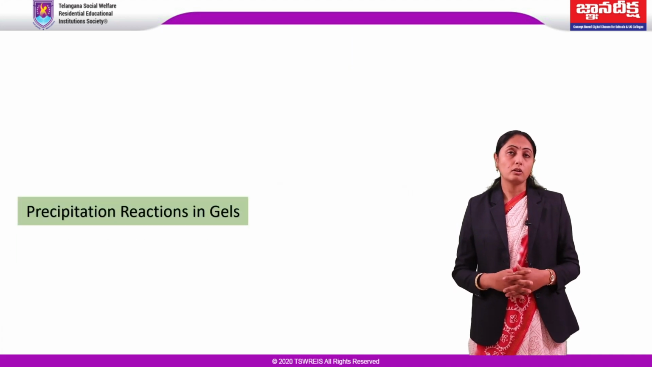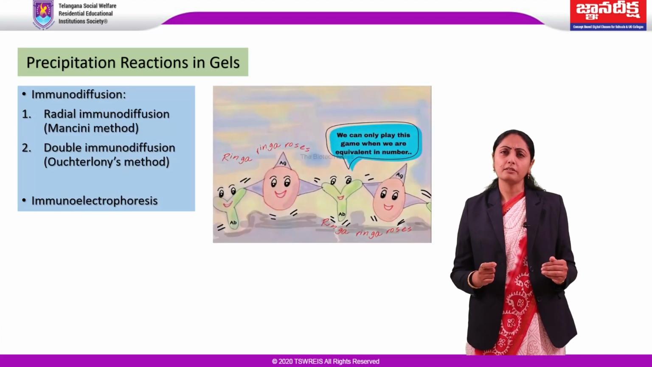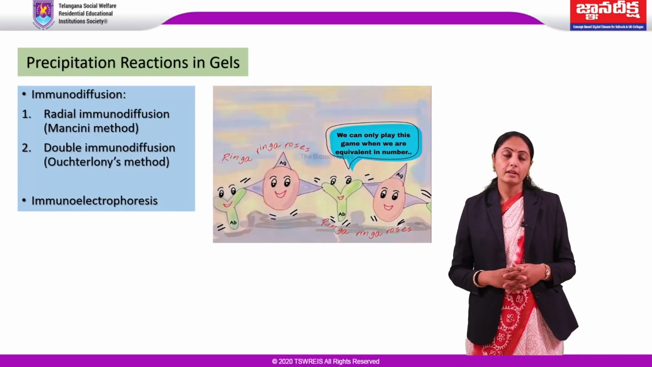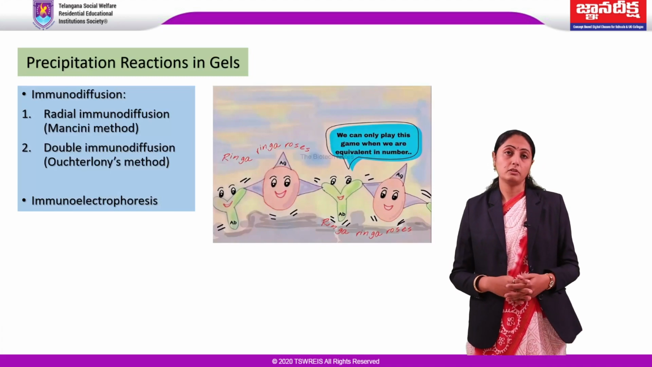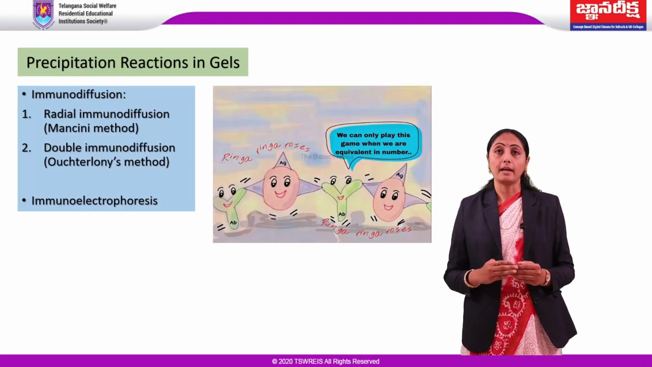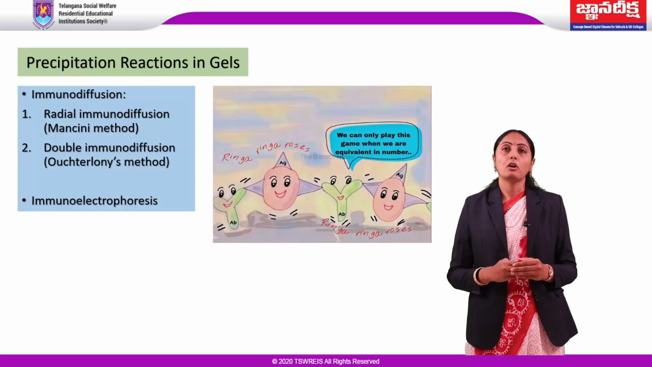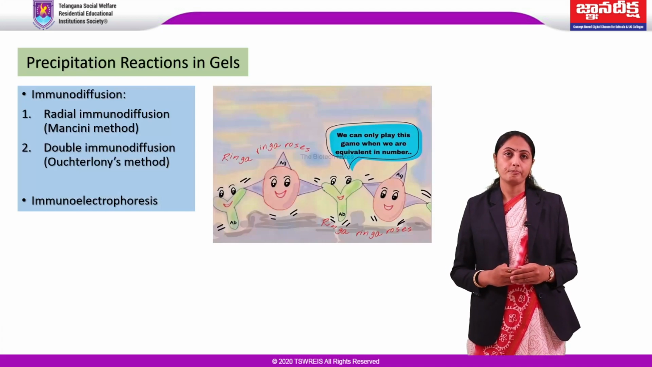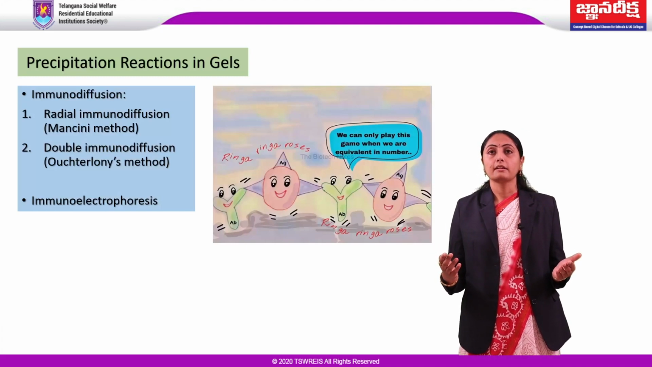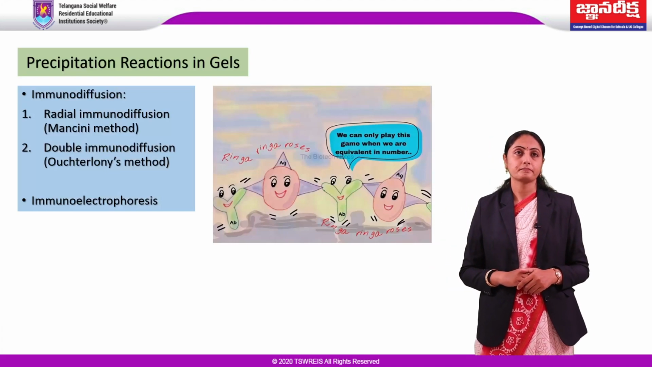Precipitation reactions can also be carried out on gels, called immunodiffusion, to give a visible precipitin line at the zone of equivalence. There are 2 types of immunodiffusion reactions: radial immunodiffusion, also called Mancini's method, and double immunodiffusion, commonly known as Ochterlony's double diffusion. Immunoelectrophoresis is another technique that combines electrophoresis with double immunodiffusion.